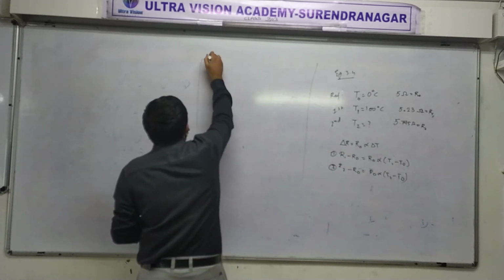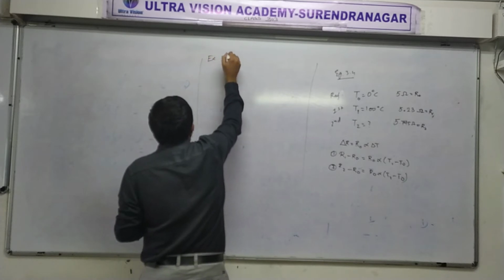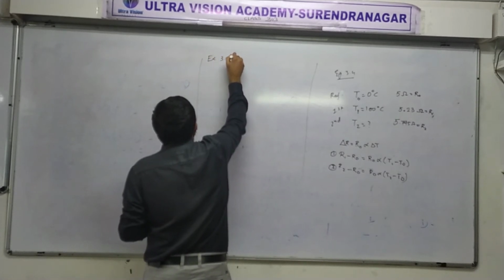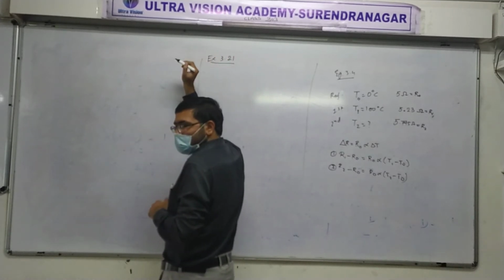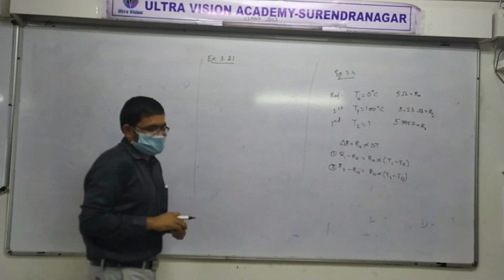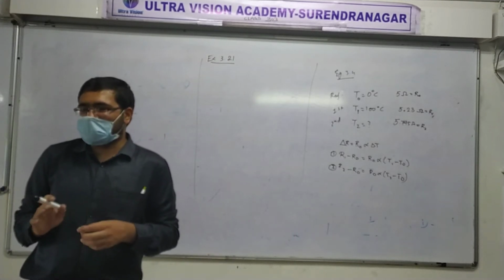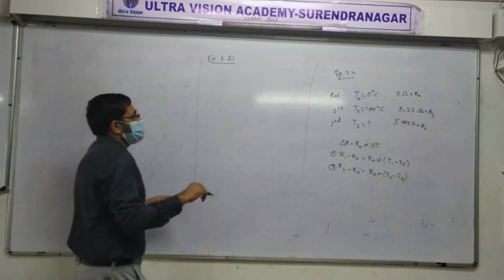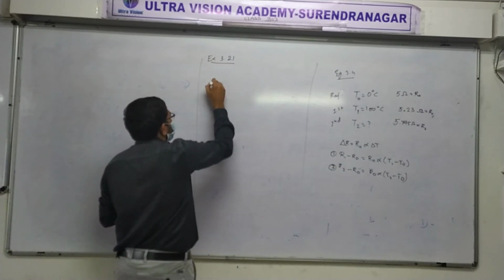Okay, exercise question 3.1. Exercise question 21. It's about an infinite ladder of resistors.